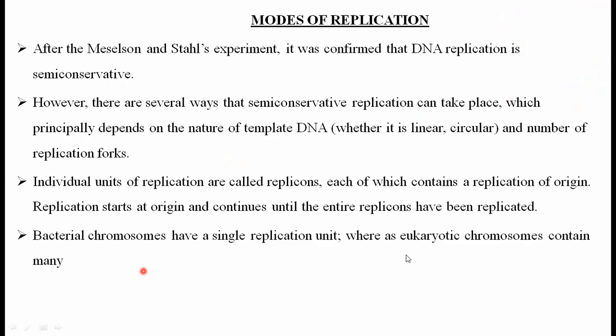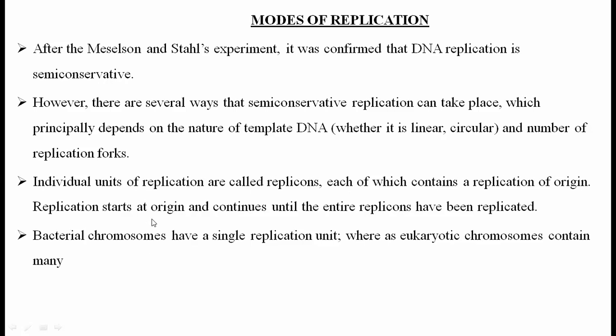So origin of replication is the point where the replication starts. We have different modes of replication based on the template. In prokaryotes, the DNA is circular, which means the template will be circular. In eukaryotes like you and me, the DNA is linear. We have the DNA in the form of chromosomes, so we will have a linear template. So the modes of replication will be different.